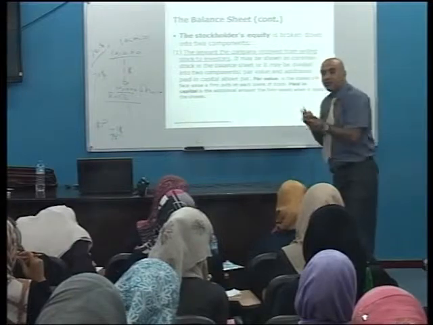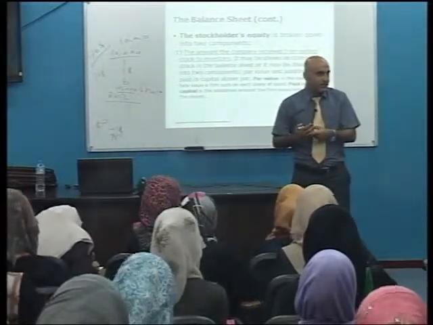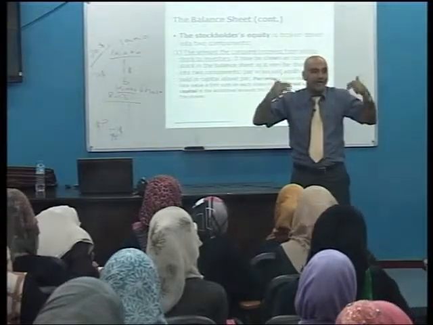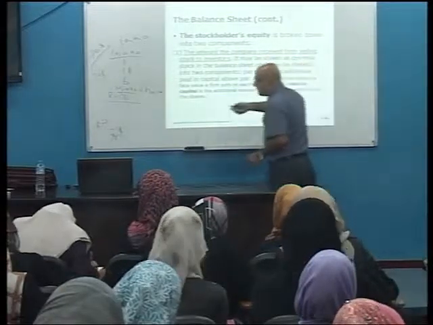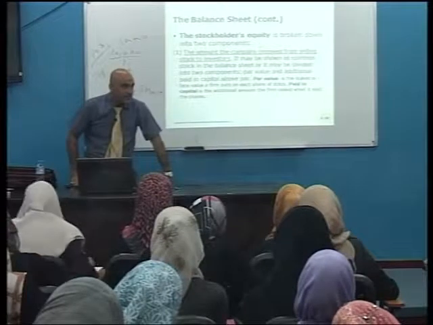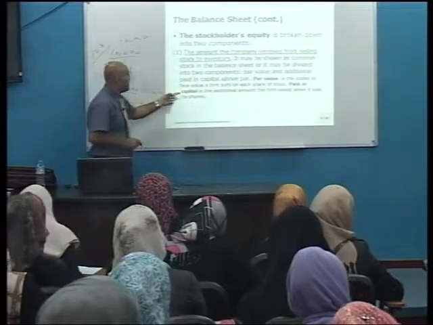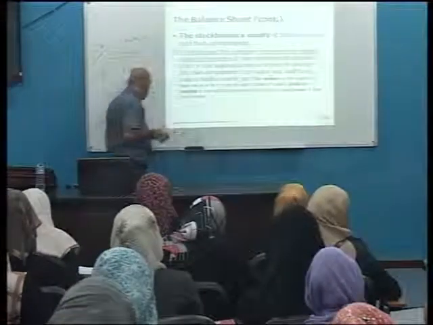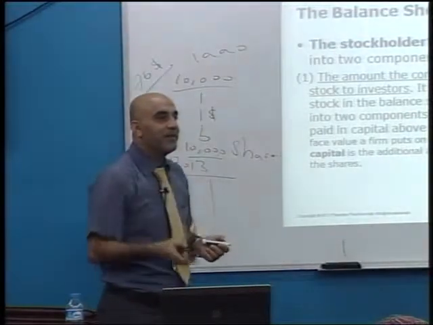So $75 is a compensation to the old investors. Yes, the compensation, because they already took a risk in 1990. So $75 is like giving them an opportunity for expansion. Okay? So this is the idea of paid-in capital: the additional amount, the $75, the firm raised when it sold the shares. Okay?